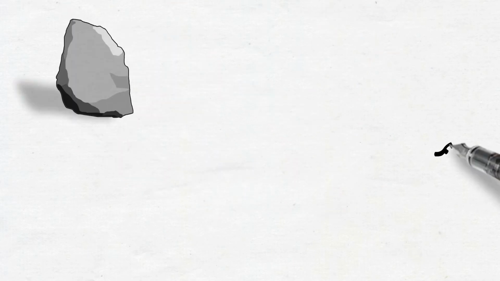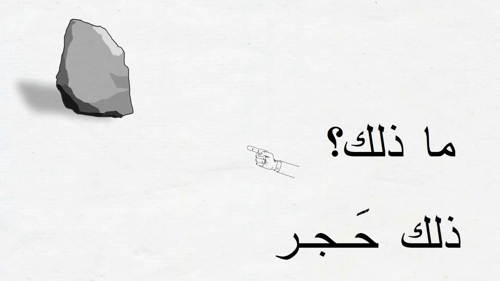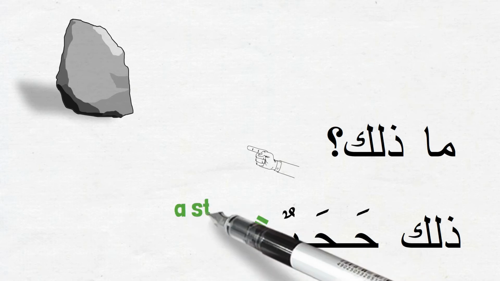The next example. ما ذلك؟ ذلك حجر. What is that? That is a stone. So here our new word is حجر, which means a stone.